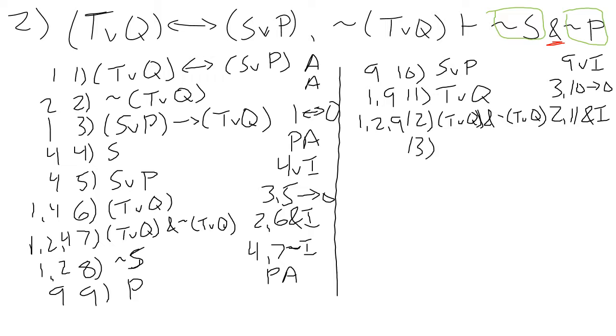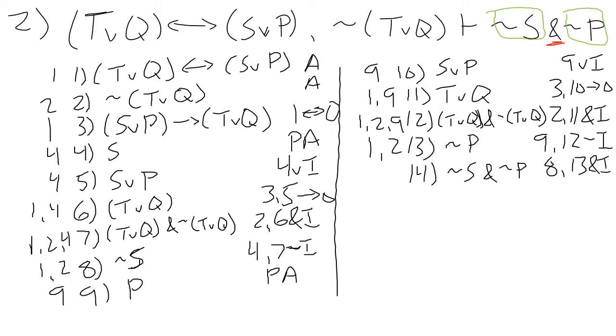Got a contradiction, and it depends upon the PA, so we can tilde in on the P. So it's going to be 9 and 12, tilde in, just 1 and 2 because the 9 will drop out, and then finally, just have to put them both together from 8 and 13, and in, and that will be 1 and 2. So that is problem number 2.